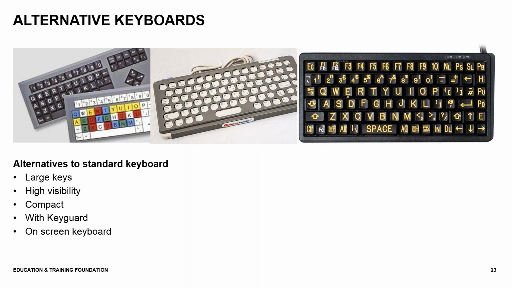So using a compact keyboard, you're just getting a keyboard like the one in the center of the screen that hasn't got the number pad on it or any of the extra keys. It's just got the letters and the number row, and that saves you a lot of space. The one in the center of your screen as well has a key guard on it.